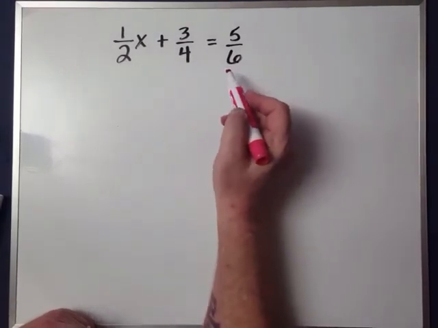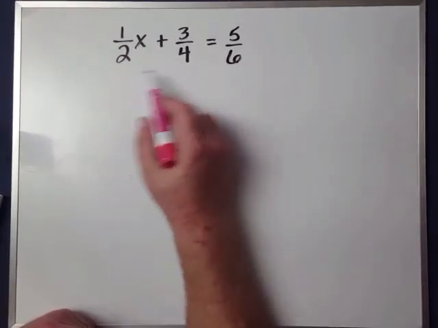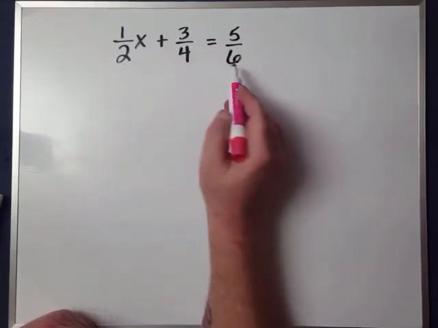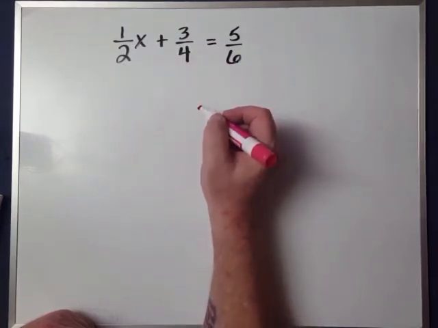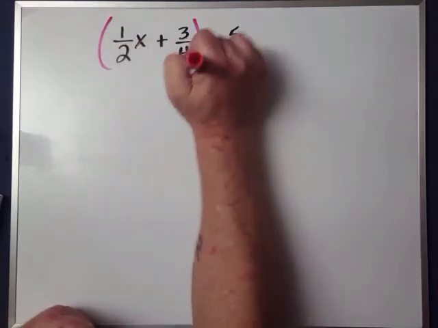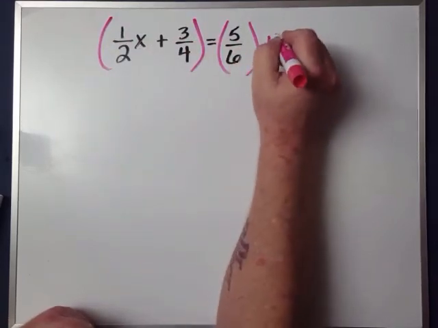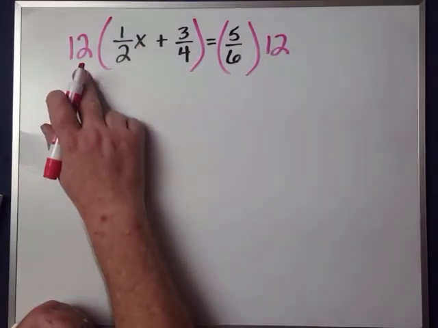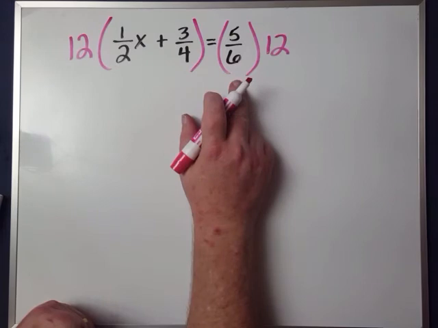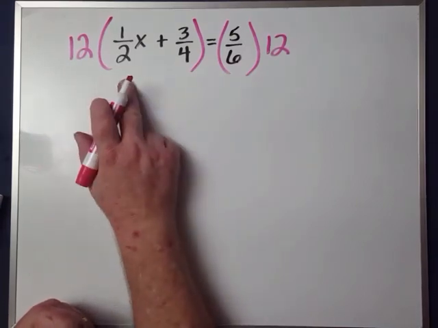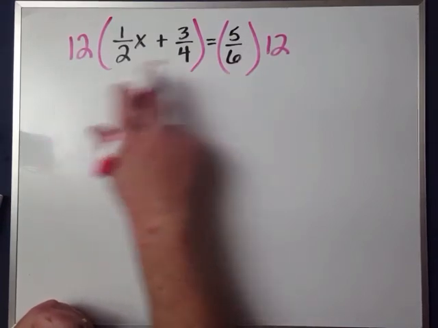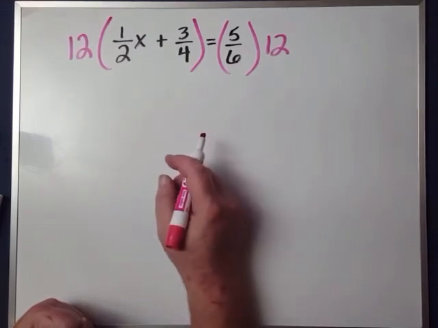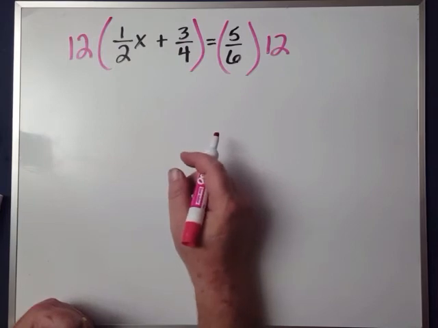I look at all the fractions involved. Find their common denominator. Least common denominator for 2, 4, and 6 is 12. Multiply both sides by 12. This 12 is guaranteed because it's a common denominator with all these. It will cross-cancel completely with these denominators. In other words, when I'm done carrying out this multiplication, there will be no denominators. There will be no fractions.